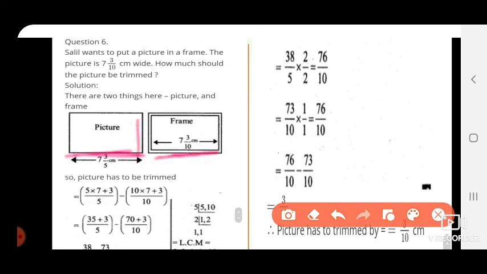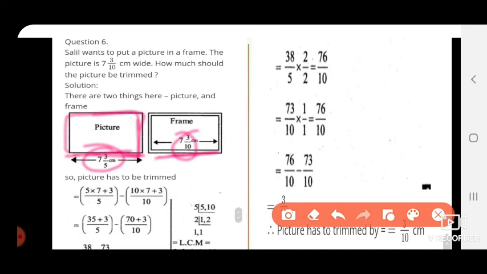So the extra portion there should be trimmed from the picture. How much we have to trim means, from the total, how much we want, that much we keep, and the remaining we trim out, and that will be the portion we have to trim. So what we have to do is the total, 7 3 by 5 minus 7 3 by 10, and we will get the answer.